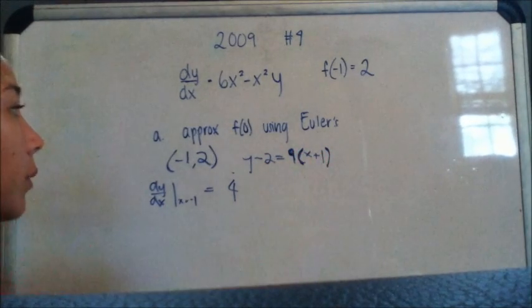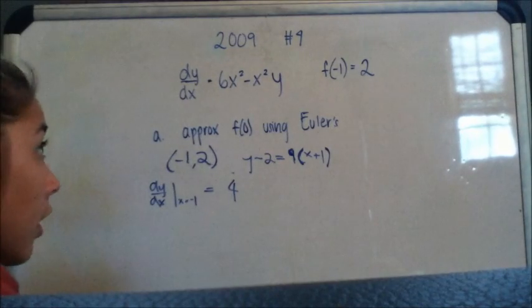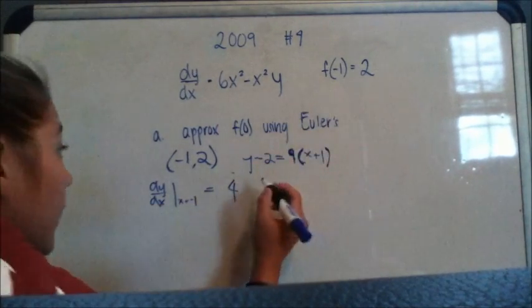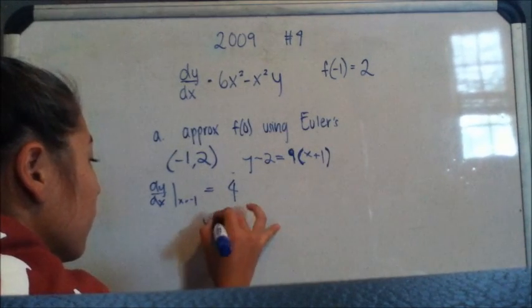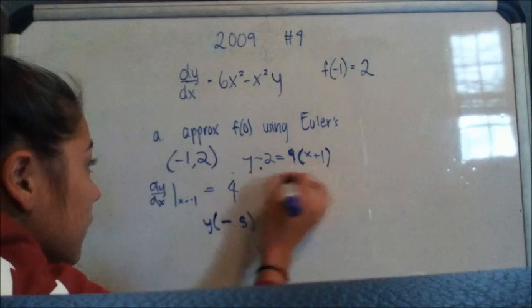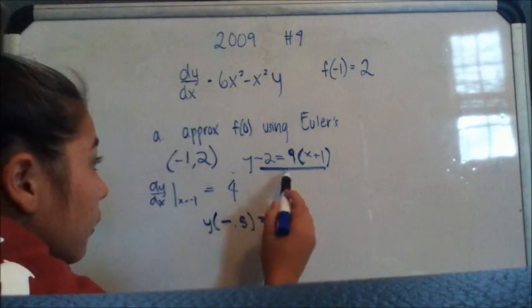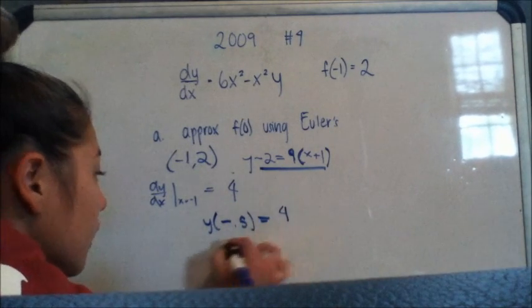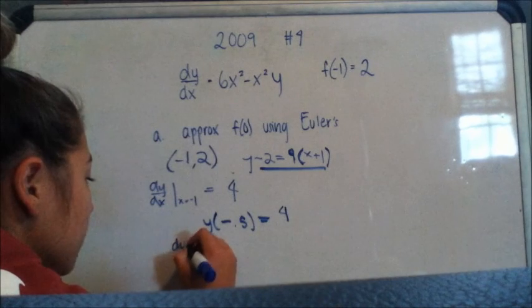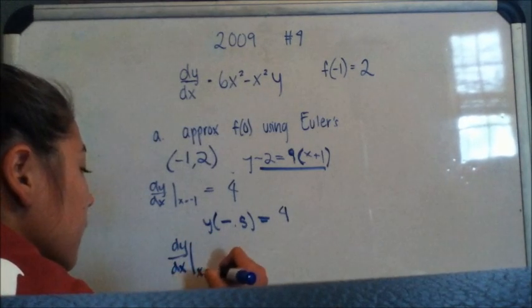And then you have your first equation, y minus 2 equals 4 times x plus 1. And then we want to use two steps of equal size, so we're going to use a half. So at negative 1/2, we're going to plug in negative 0.5 into this equation to get that point, which is going to be 4 times 0.5, which is 2, plus 2, which equals 4.